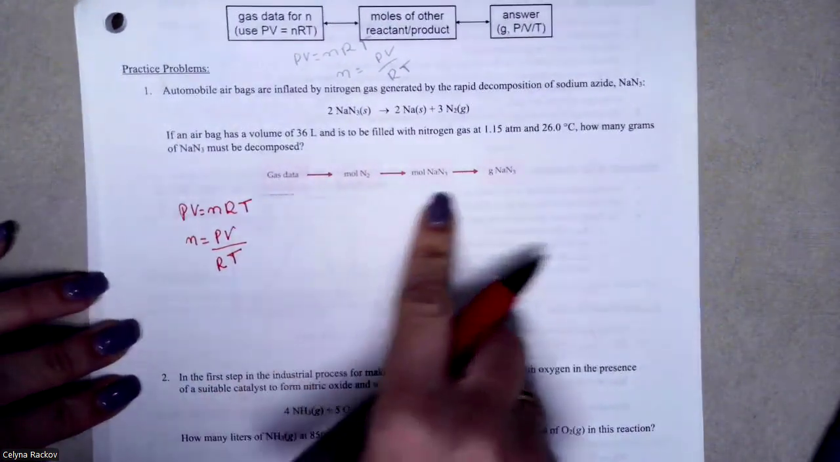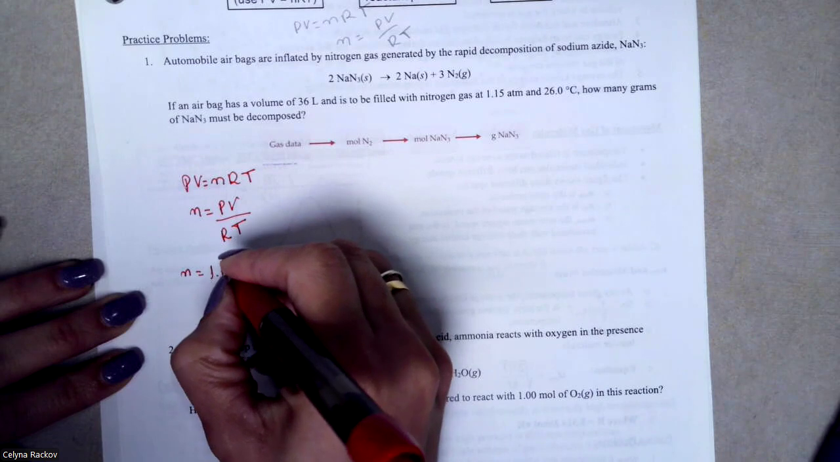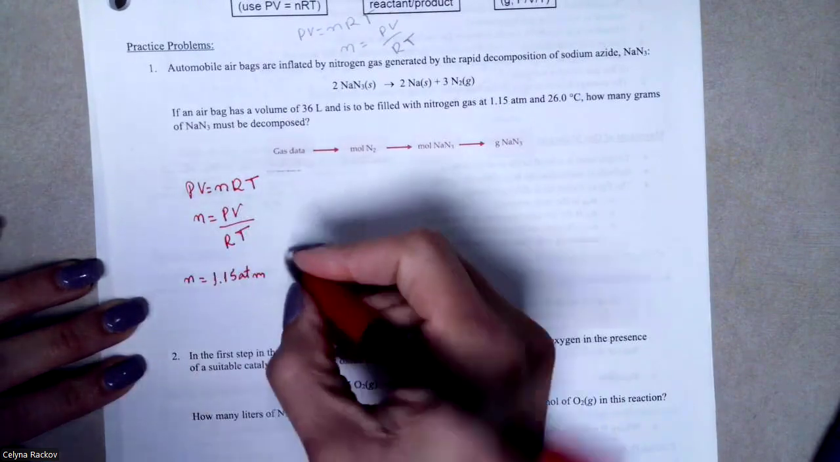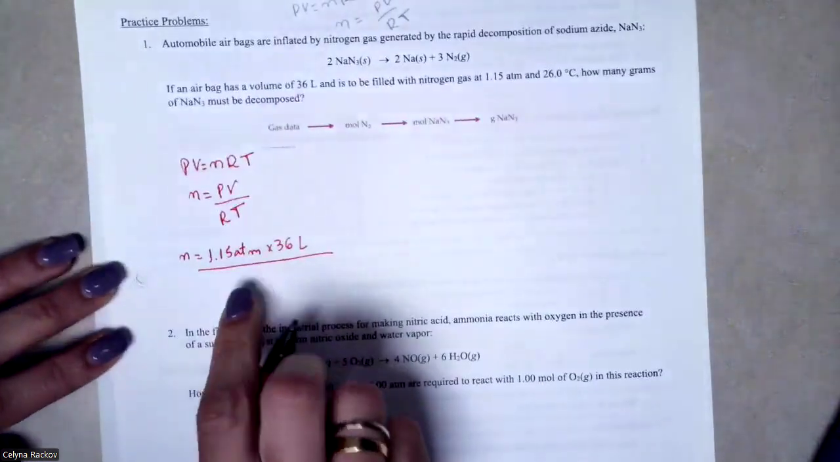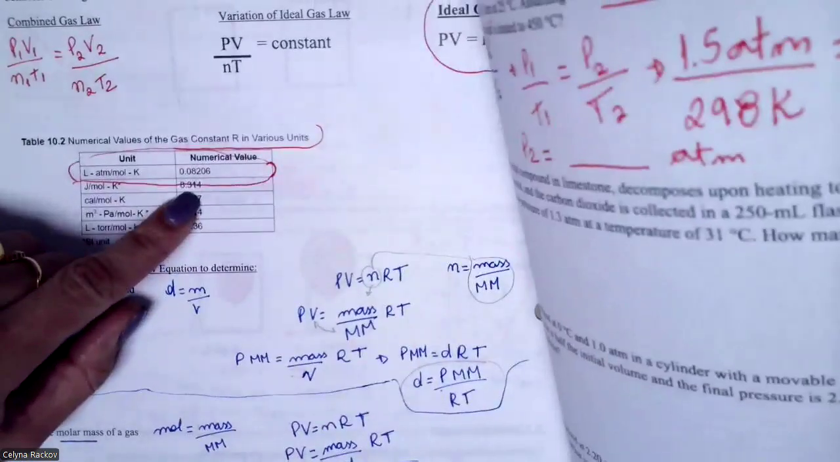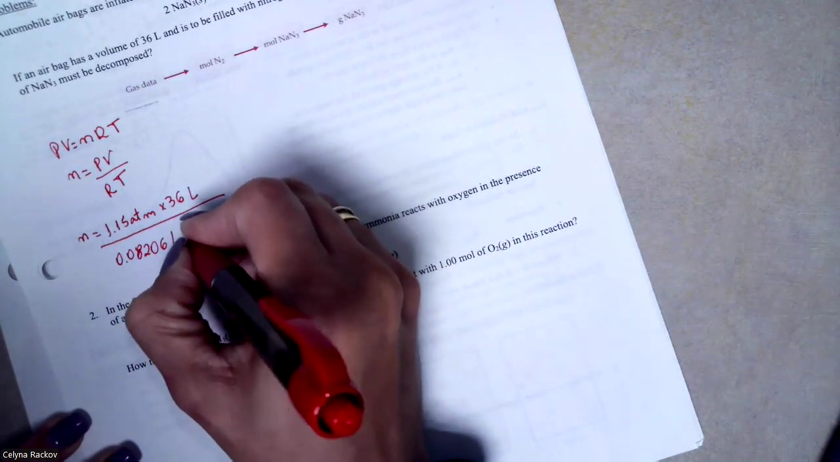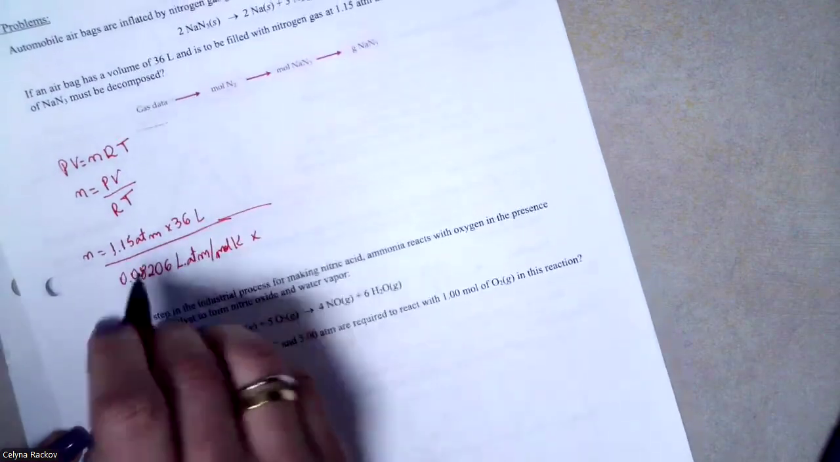Okay, so now let's get the numbers here. Pressure is 1.15 atm, volume is 36 liters, divided by R. R is the universal gas constant that you saw here, 0.08206 liters atm per mole Kelvin, times the temperature in Kelvin.